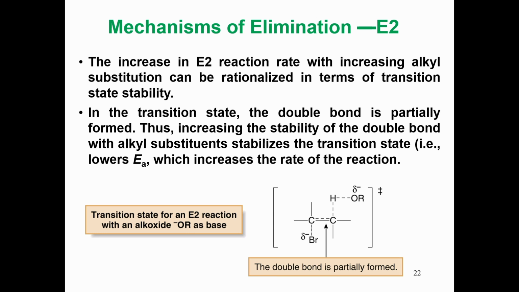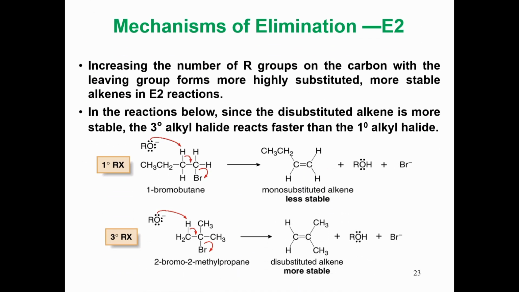E2 reaction rate increases with increase in alkyl substitution. That is why tertiary favors the E2 reaction. In a typical example, we have a primary alkyl halide and a tertiary alkyl halide. Primary alkyl halide is going to form, in elimination, a less stable monosubstituted alkene, while tertiary is going to form a disubstituted one, which is more stable, and that is why tertiary is more preferable for E2 reactions.